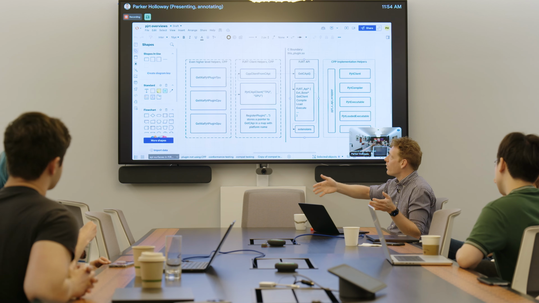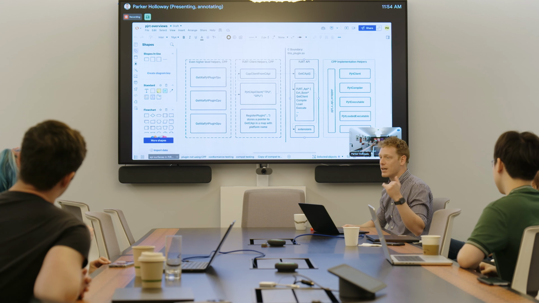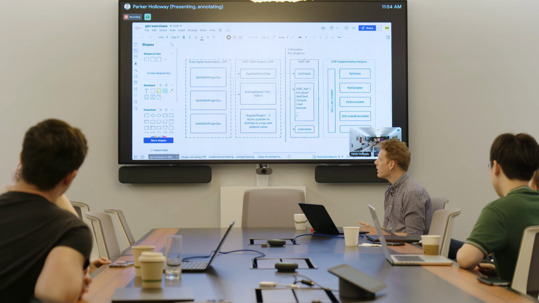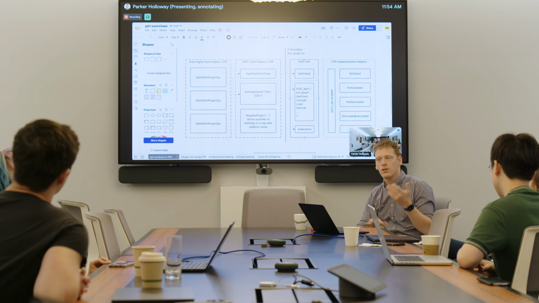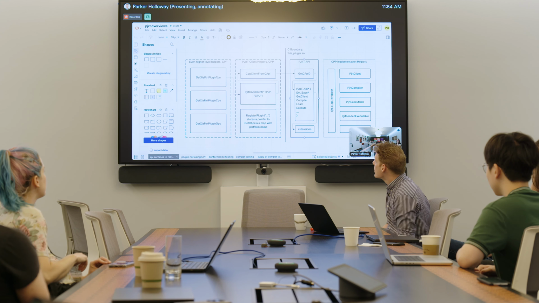We also have, all the way on the left side, even higher level helpers which instantiate plugins for individual named platforms. So internally, we have TPU, CPU, and then GPU. These are the three C++ higher level helpers.